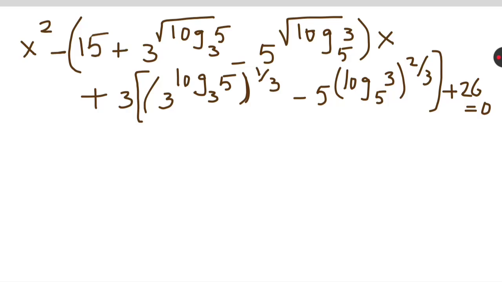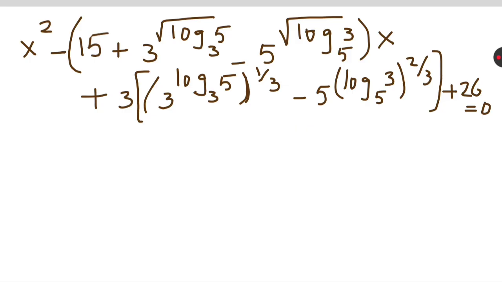Today's question is (x^2 - 15 + (3^√(log_3 5) - 5^√(log_5 3))x + 3·(3^(log_3 5))^(1/3) - (5^(log_5 3))^(2/3) + 26) = 0. We need to find the roots of this equation. Let's see how to solve it.